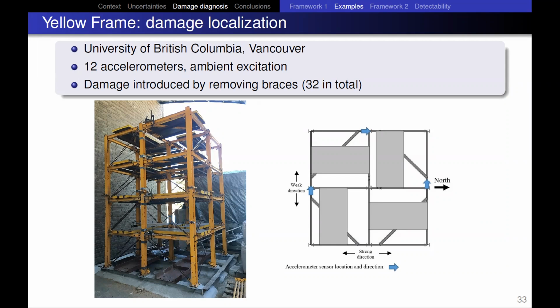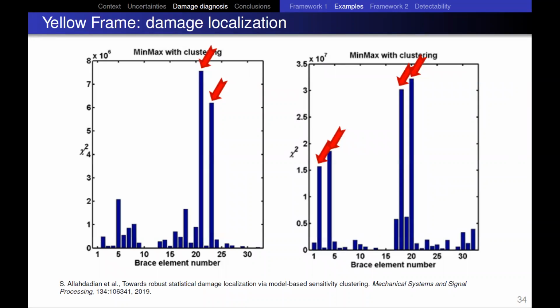And here we have an example for the localization, the yellow frame, which was also a benchmark in the US, that has 32 braces, of which some were removed for a damage test. In that example, we took 32 parameters, each parameter for the stiffness of one of the braces, and then tested each of the 32 parameters for different damage cases. The red arrows are where the actual damage is. So the test reacts for the parameters that are actually damaged, actually changed. That's just on one damage data set, on the left and on the right.